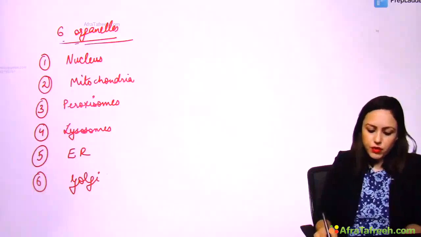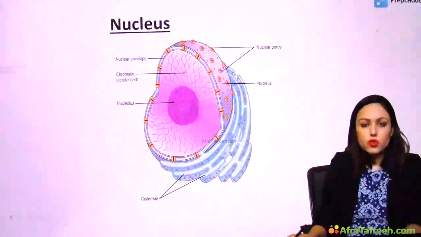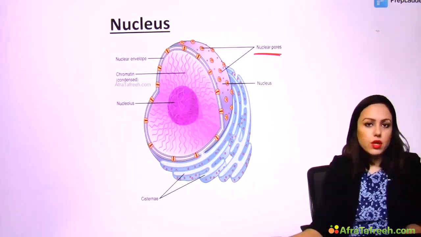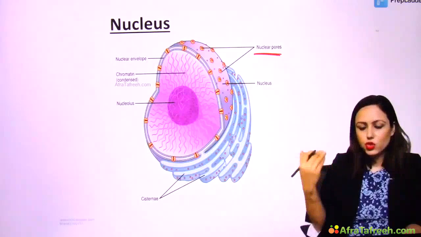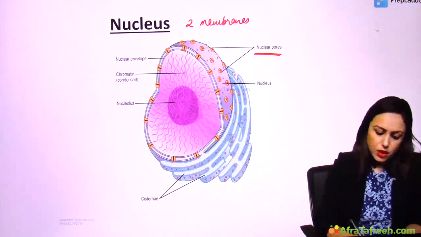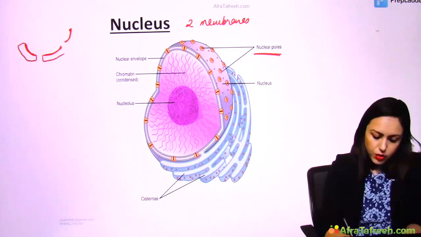So let's take them one by one. First I will be taking nucleus. So nucleus having nuclear pores. Nucleus has 2 membranes, inner membrane and outer membrane. So at places inner and outer membrane is joined.